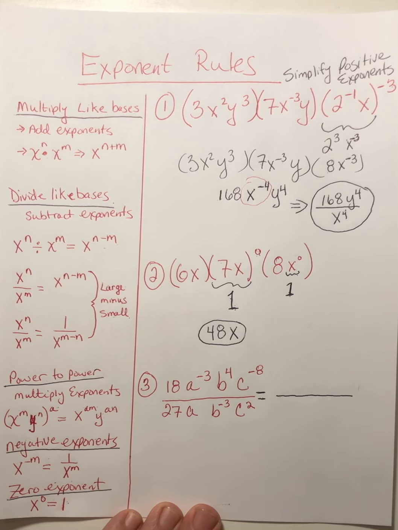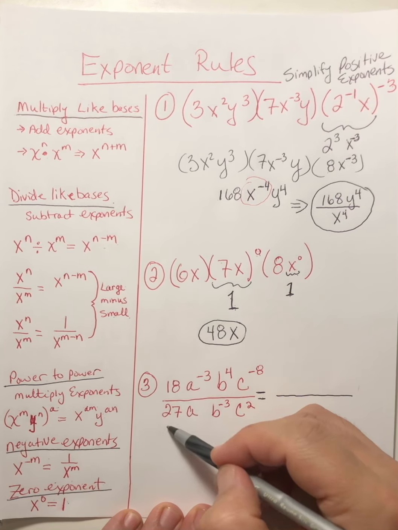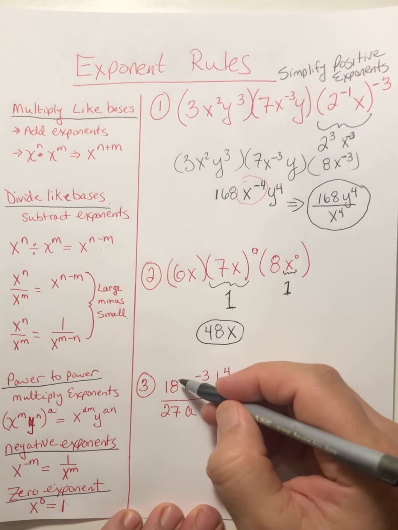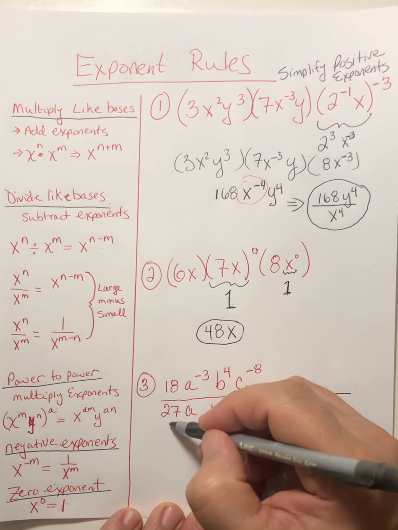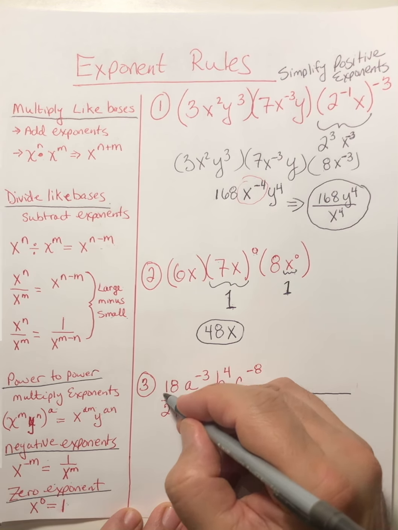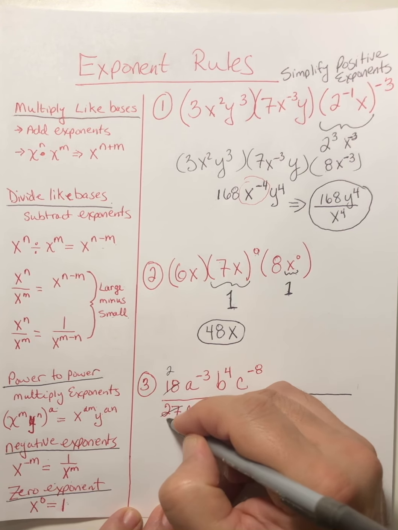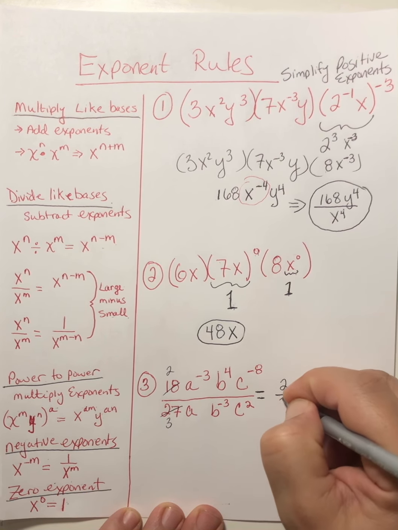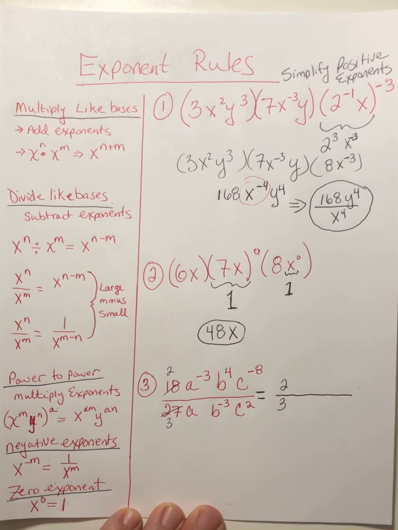The first thing we have to worry about is 18 and 27. What do we do with those? That's right, we reduce. What goes into both of those? That's right, 9. So I have 2 over 3.